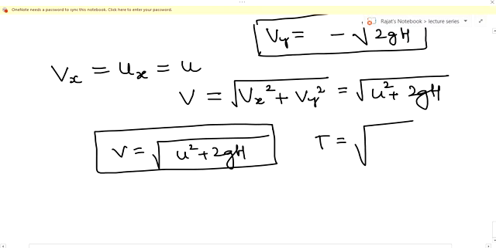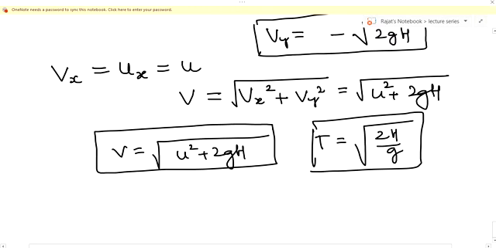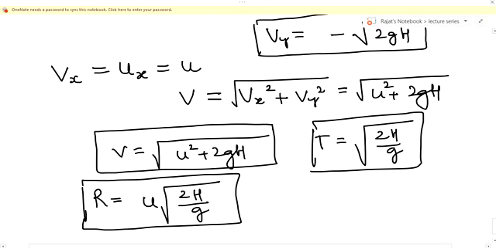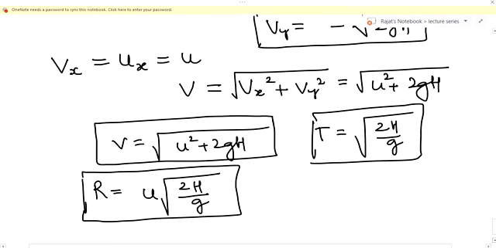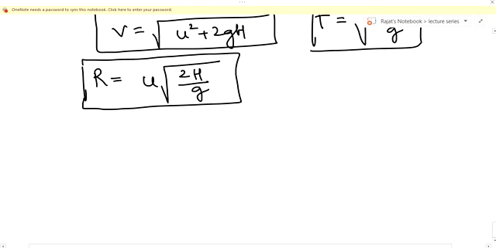Okay, the total time is under root 2h by g, and the range is u into under root 2h by g. So we have calculated three quantities. If I ask you what is the angle of hitting just before hitting, so if you see, this is the ground, and suppose this is how the ball is coming. So this is theta, this is theta. If I complete the triangle here, this is the final velocity, the total velocity. This is the horizontal component of velocity, and this is the vertical component of velocity.